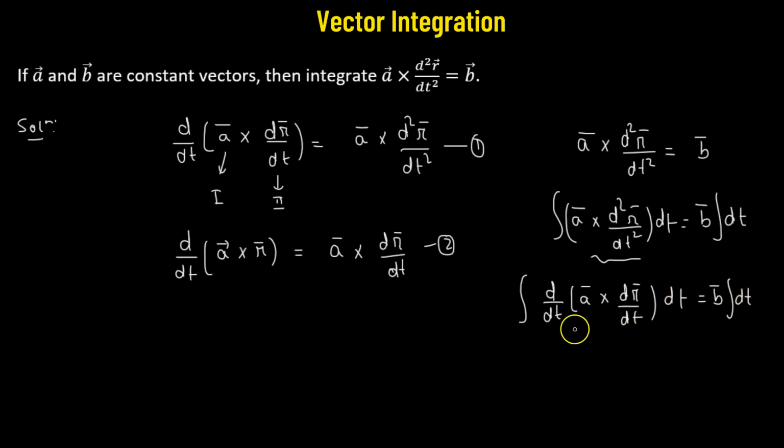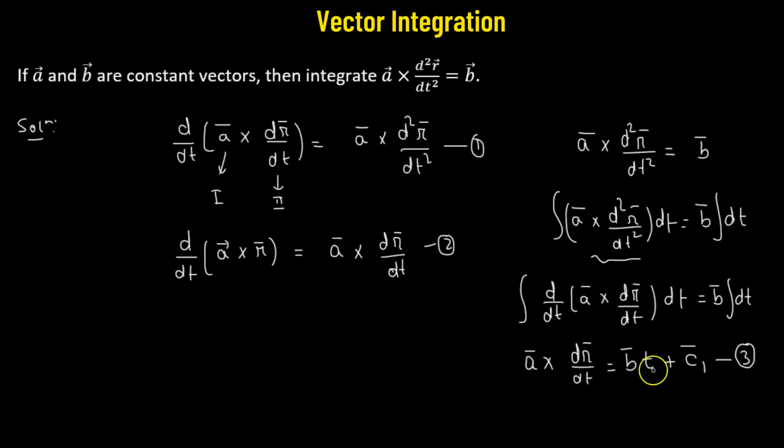The integration of the term on the left hand side will be simply vector a crossed with dr/dt. This will be equal to b vector times the integration of dt, so that's simply t, plus a constant vector, so let's call it c1 vector. We will label this as equation number 3.